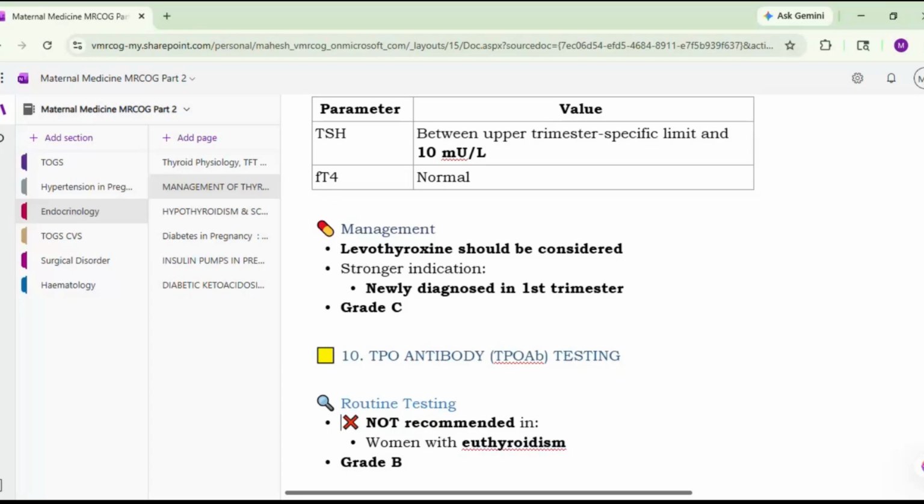Initially, when she came to us in the pre-pregnancy period, we said consider. But if she becomes pregnant, she is a subclinical hypothyroid, and TSH level is less than 10 milliunit per liter, then management is levothyroxine should be considered. Especially if newly diagnosed in the first trimester, you will treat this with levothyroxine. Okay, please remember this.